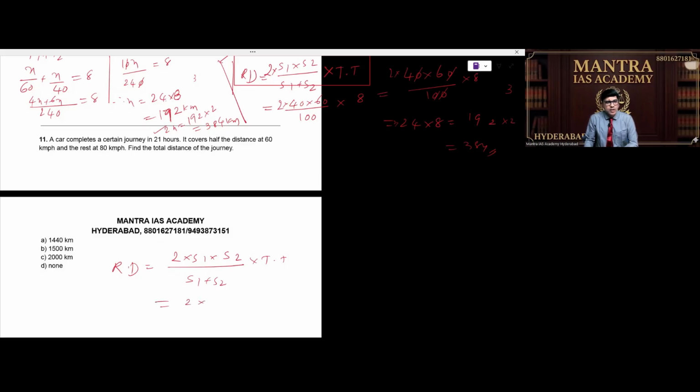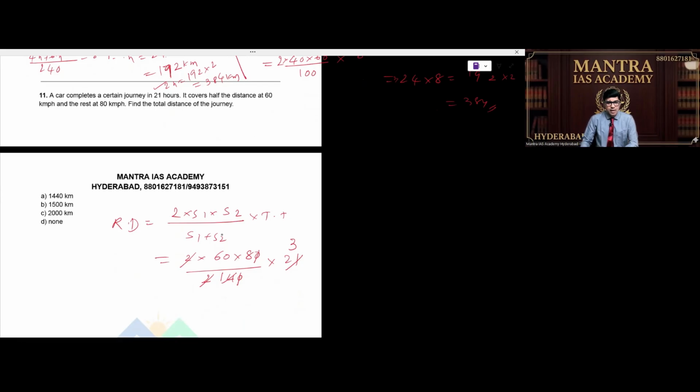Therefore, 2 into first speed 60, second speed 80, where 60 plus 80 is automatically 140, the total value. Time is how many hours? 21. Then do the simplification. Automatically you can get the answer. Even if you want to cancel zero, 7 3s are 21, 7 2s are 14. These two cancelled. So now 60 3s are 180 into 8. 80, 8 8s are 64, 6, 8 plus 6 is 14. So 1440 is the right answer.